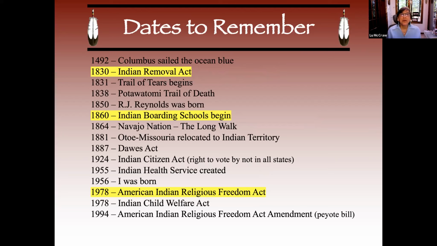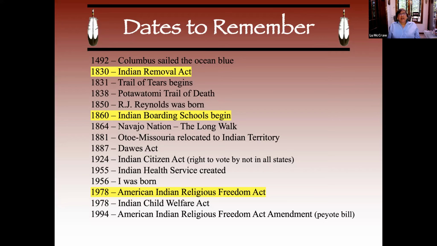I wanted to throw this out there. For this next part, these are some dates that you can remember. Of course, we know the famous 1492, Columbus sailed the ocean blue. I'm not a fan of Chris Columbus. I don't celebrate that. I celebrate Indigenous Day.